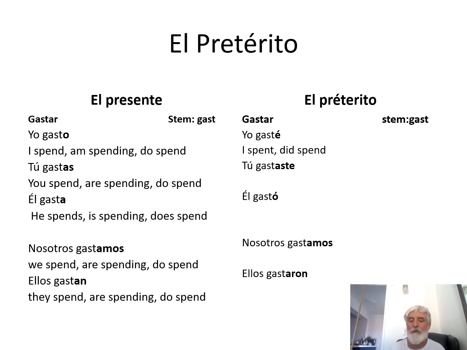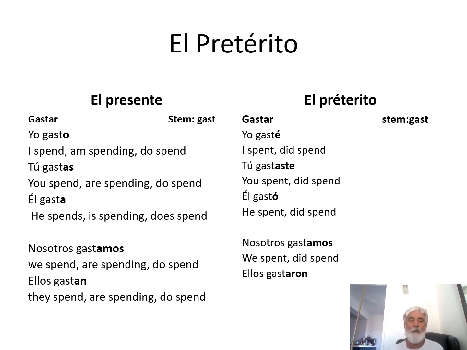In English, we have different ways, again, of expressing the past tense. We could say I spent, or I did spend. What about tú gastaste, with the aste ending? Okay, so the tú form, I put aste onto the end of the stem. Again, you should learn this and become familiar with it. You spent or you did spend. And finally, él gastó. I had an o on the end. He spent or he did spend. Nosotros gastamos.